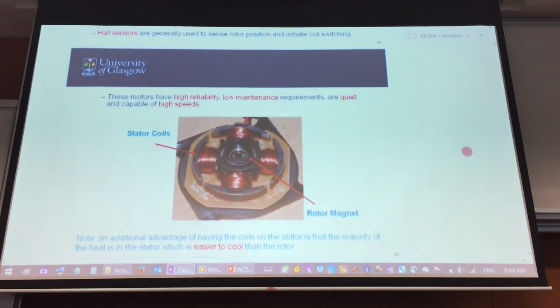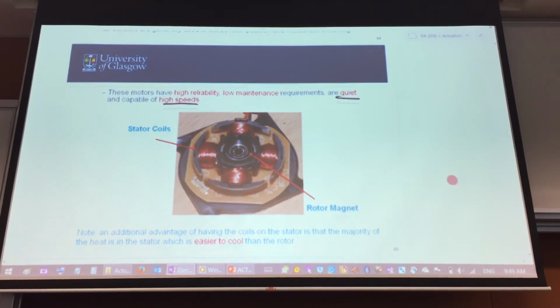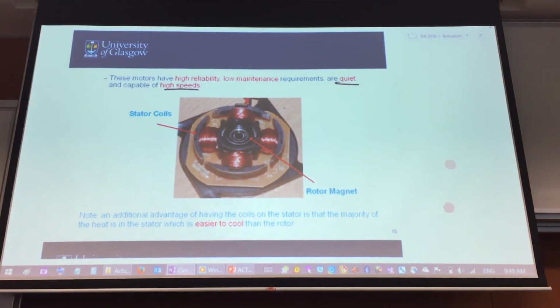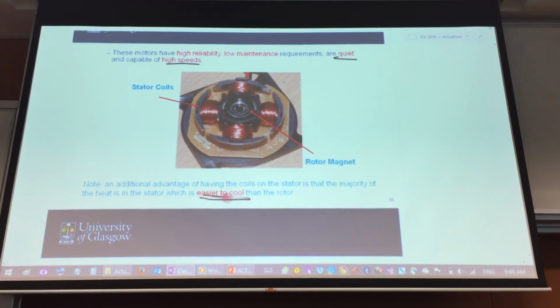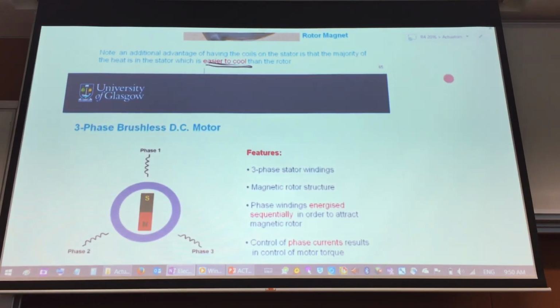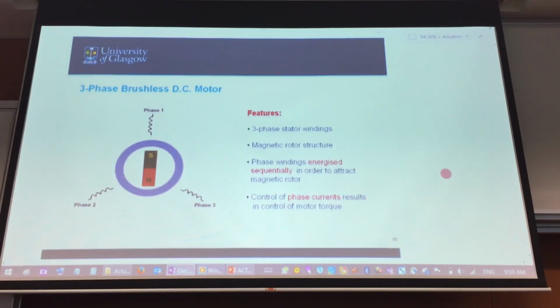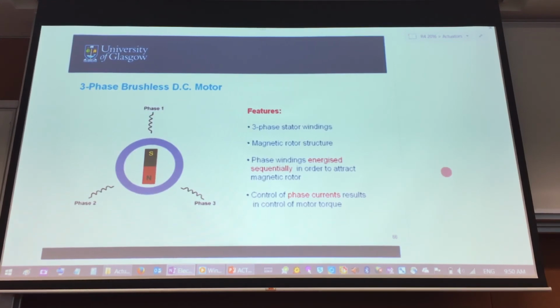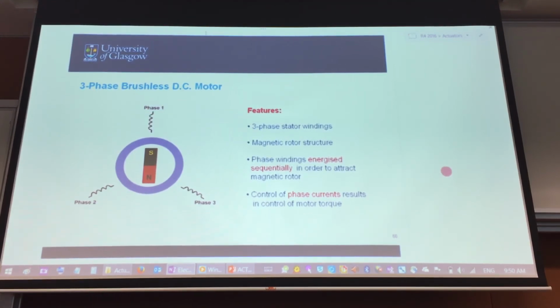This is how a typical brushless DC motor looks. You have the stator coil on the outside, and then your inner rotor that's made of magnets. Because there's no brush, the operation is pretty quiet, and you can operate at very high speed because there's very little friction. And that was what I was talking about: it's easier to cool compared to the rotor. And this figure talks about a three-phase brushless DC motor.